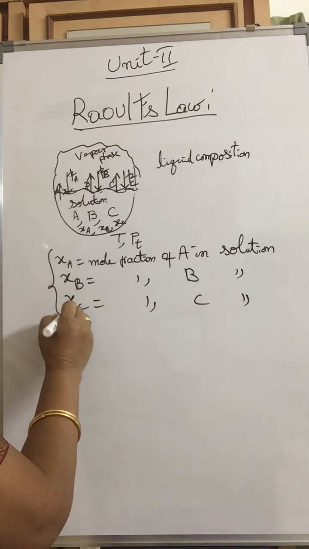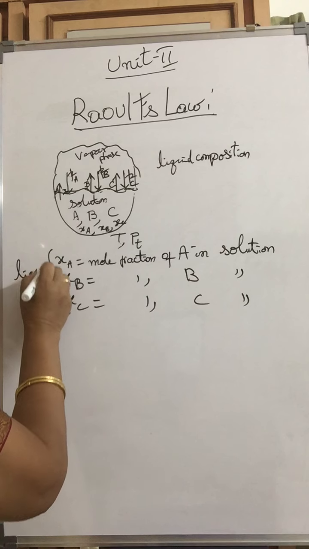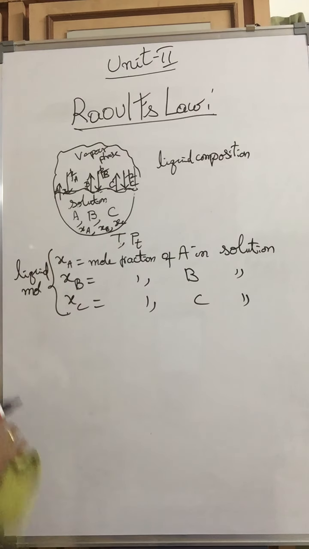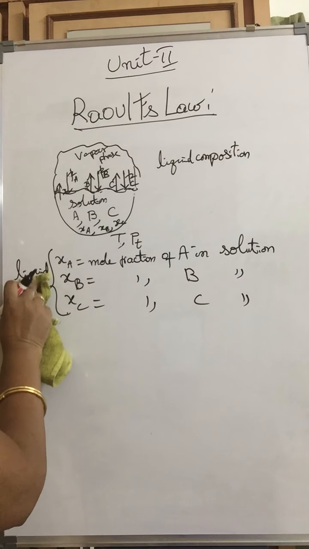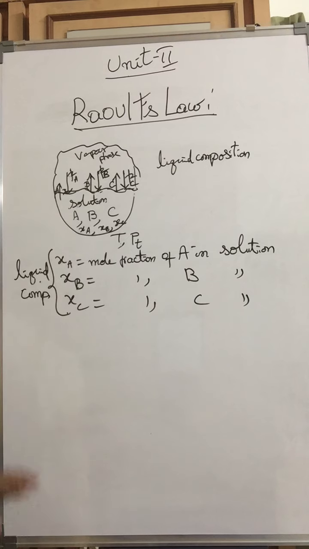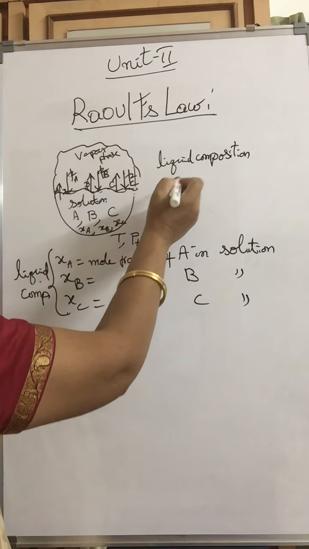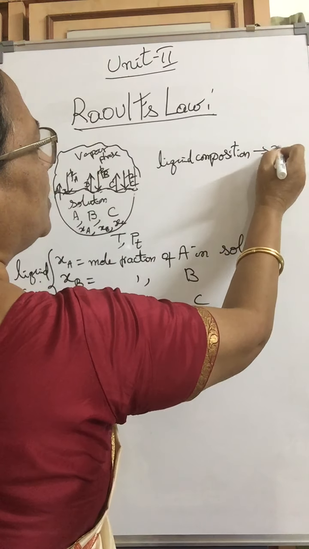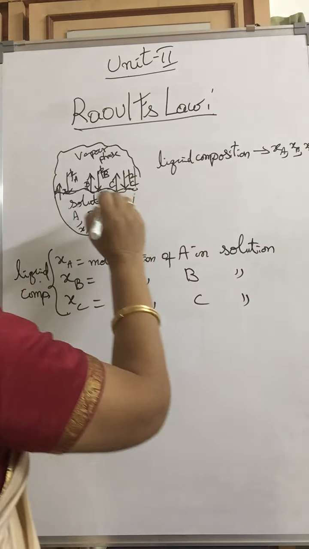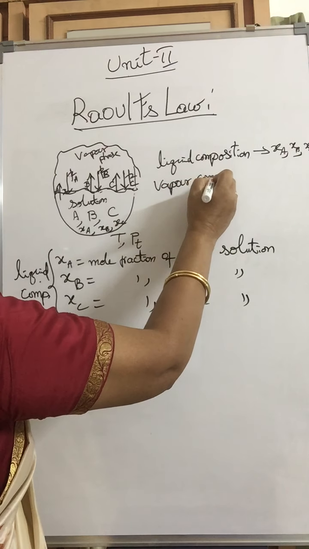So this is called the liquid mole fraction, or liquid composition: XA, XB, XC. Then another term we want to see is the vapor composition.